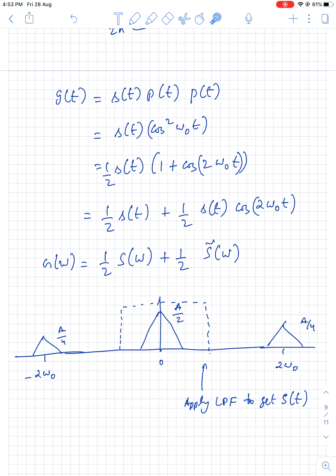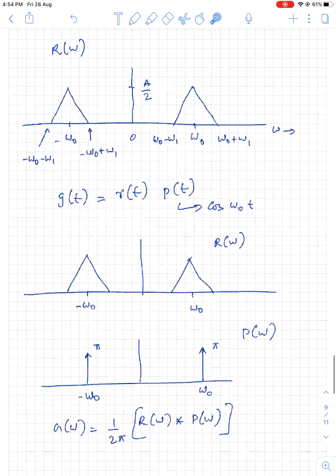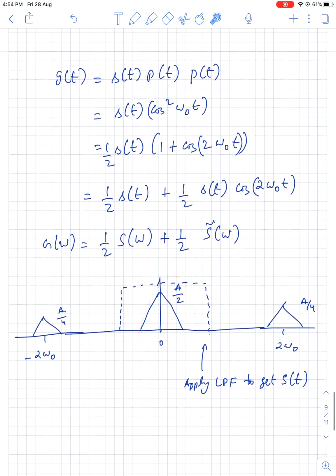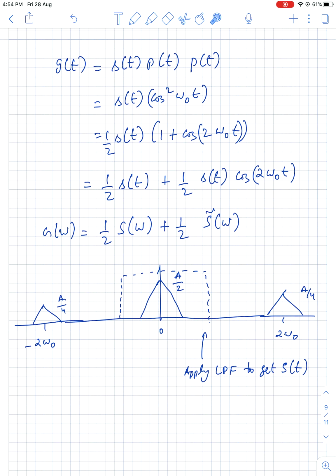Now if you apply a low pass filter here, an ideal low pass filter or some low pass filter which has a cutoff which includes this range, then you can isolate and get this part back. So these two things will get eliminated, and you get only this, and you will be able to get back the spectrum of the original signal. So this is essentially the operation of a modulator and a demodulator, basically a communication system. There is a transmitter which modulates, and a receiver which demodulates. This is the principle of that.